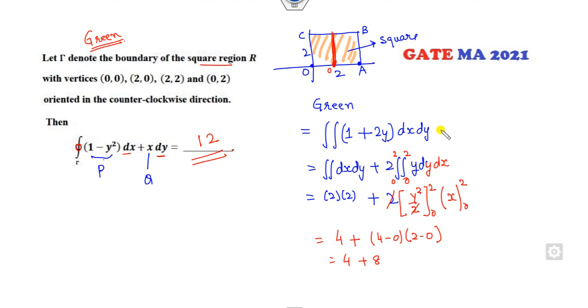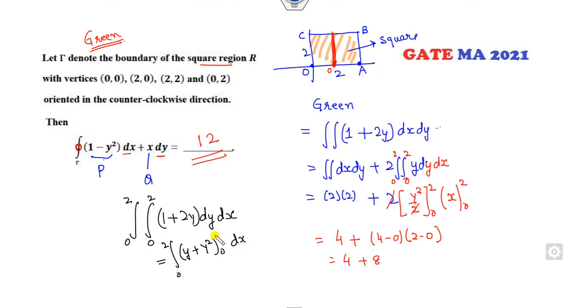You may think about it this way: there is no need to separate them. You can write the strip as 1 plus 2y, written as dy dx. The limits are 0 to 2, 0 to 2. Again you will get the same answer: y plus y squared, with the outside limit from 0 to 2. So it's 4 plus 2, 4 plus 2 is 6, minus 0. So it's 6 into 2, again the same answer. So you can solve by opening it, or simply solve it directly here.